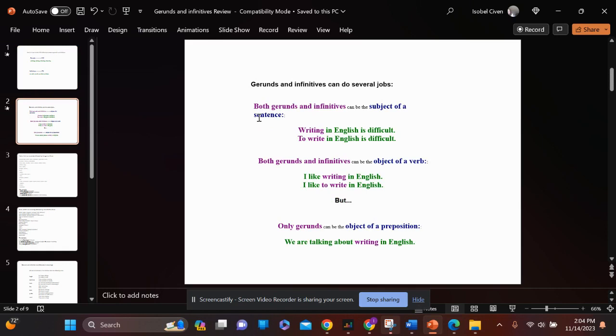Both gerunds and infinitives can be the subject of a sentence. For example, writing in English is difficult. To write in English is difficult. Another job that both gerunds and infinitives do is that they can be the object of a verb. I like writing in English. I like to write in English. Only gerunds can be the object of a preposition. We are talking about writing in English.